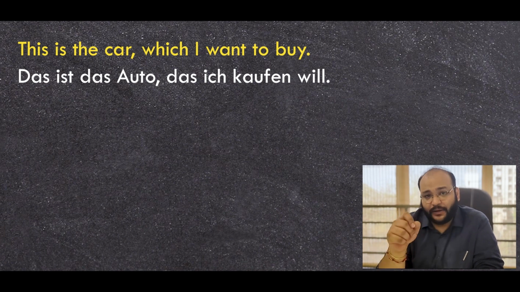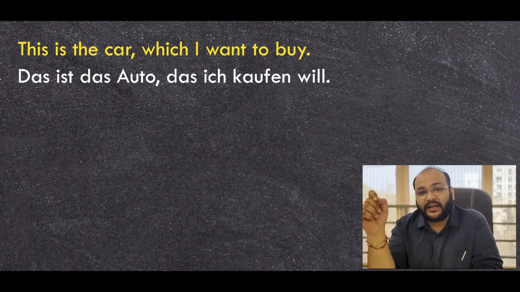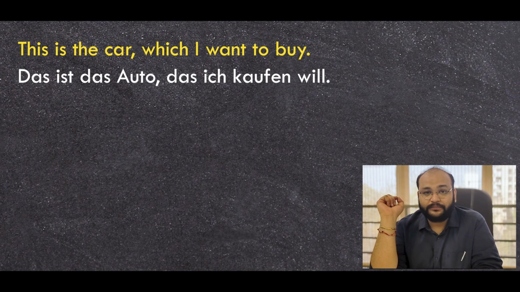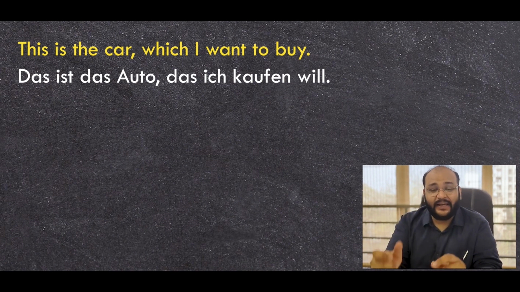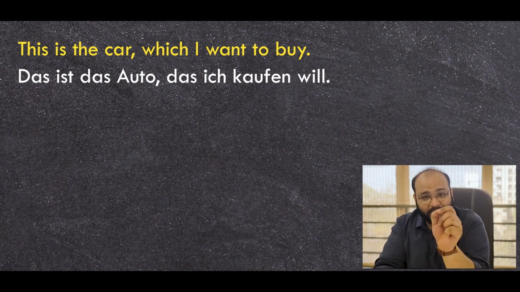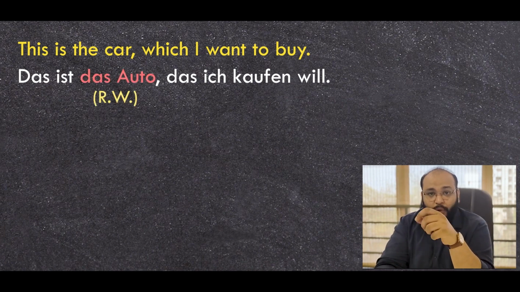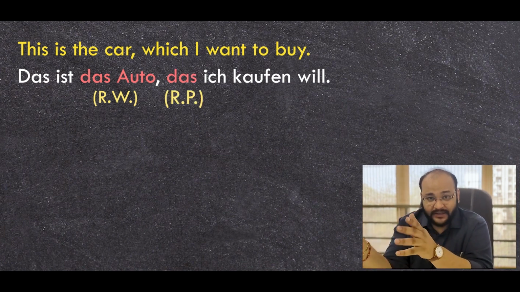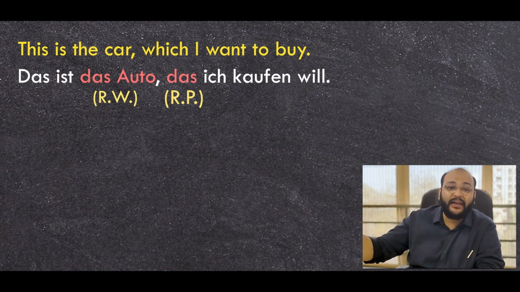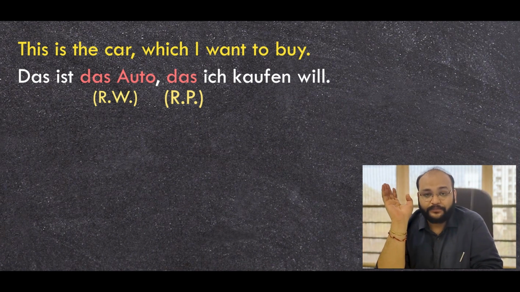So das ist das Auto, das ich kaufen will. I hope it makes sense. As you can see here, what is the relative word? Das Auto. What is the relative pronoun? Das itself in the second sentence. And the verb is at the end position.